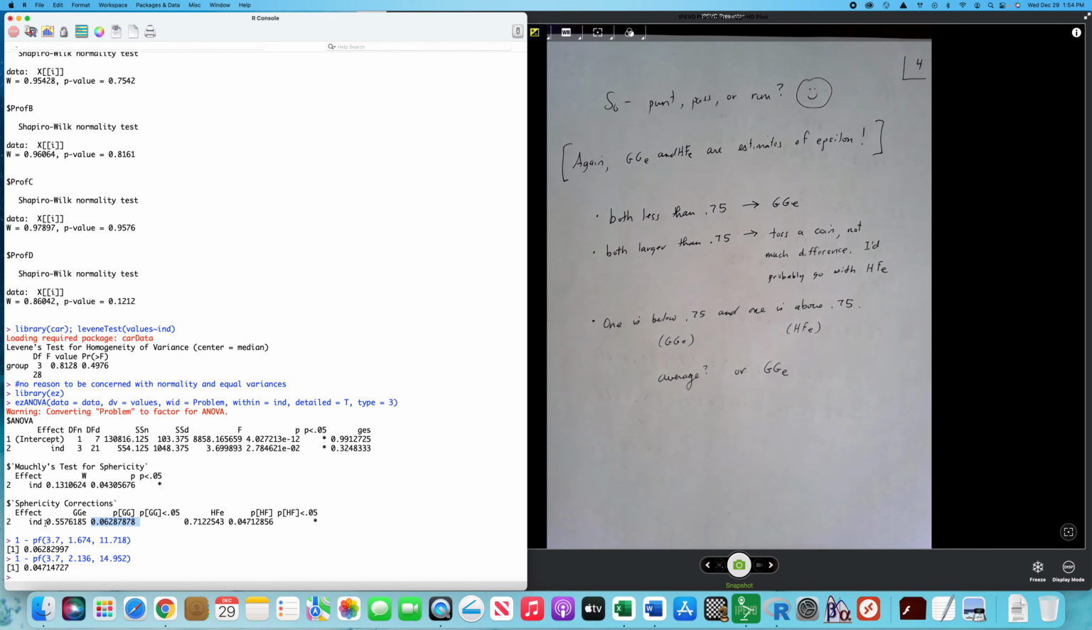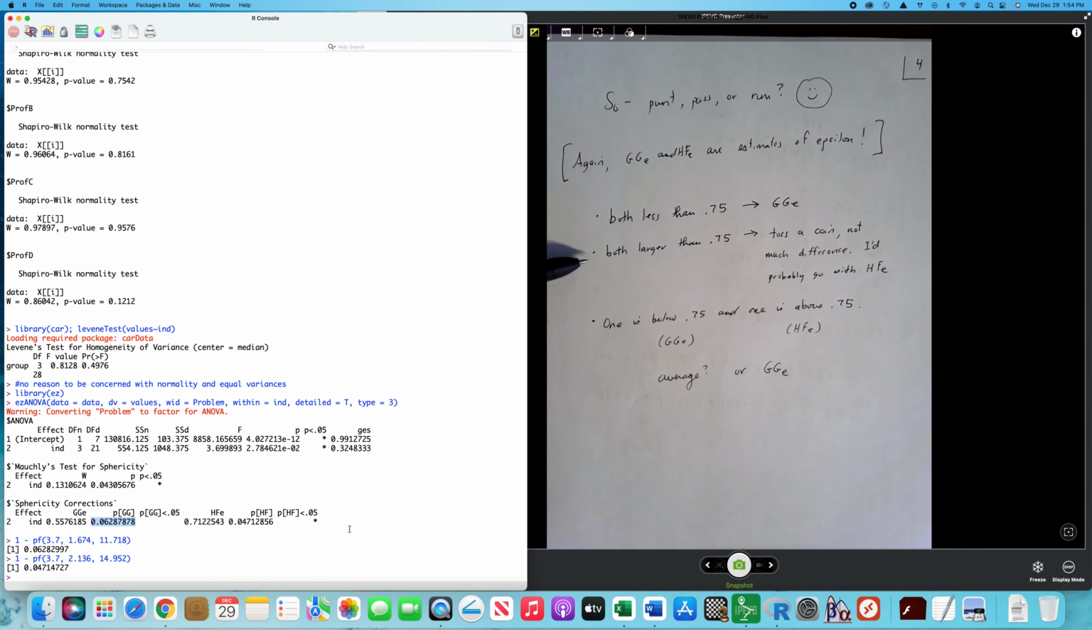So are both less? One estimate is 0.56, one estimate is 0.71, so in this case, both are less than the 0.75. So in this case, I would go with the Greenhouse-Geisser. I would report the adjusted p-value at 0.063, so we do not have statistical significance. We did not reach statistical significance.